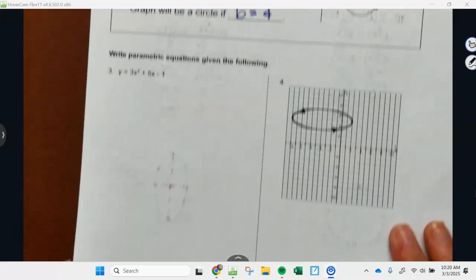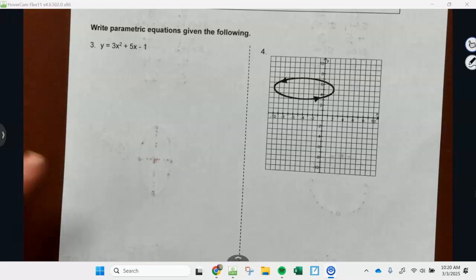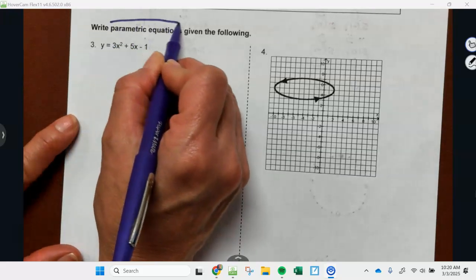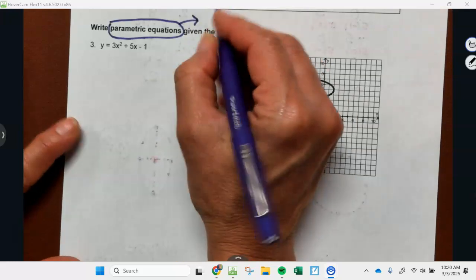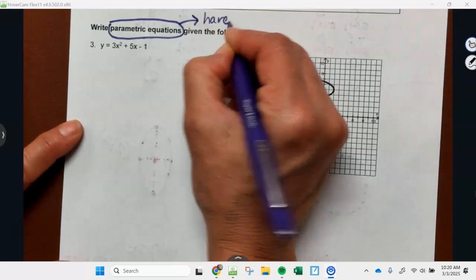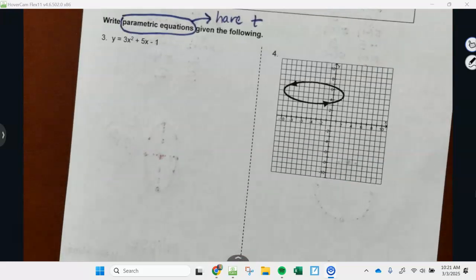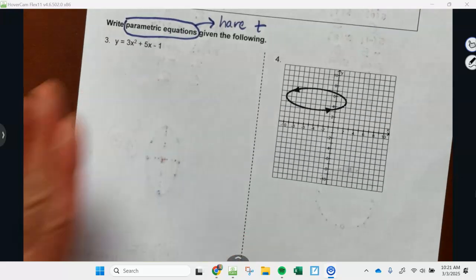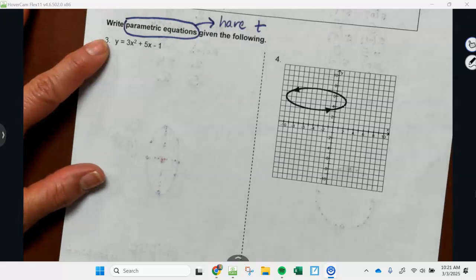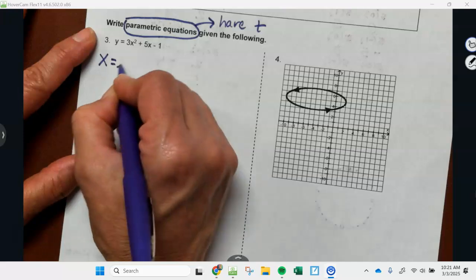But it'll be up. Okay, so let's take a look at some examples here. I'm going to write parametric equations. So I know parametric equations always have the letter T. And X and Y are not together in one equation for parametric equations. They are not together. Okay, to write this rectangular into parametric, we're going to let X equal T.